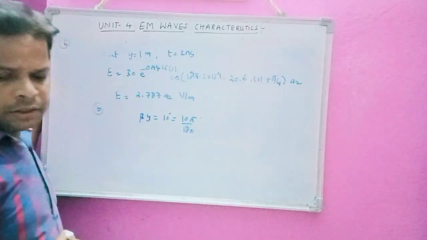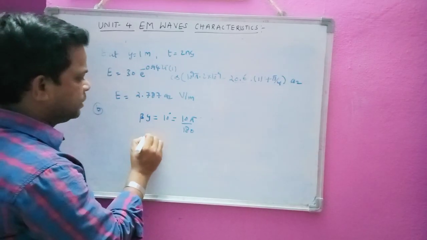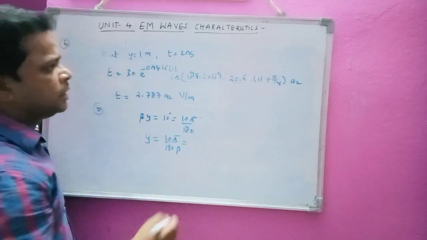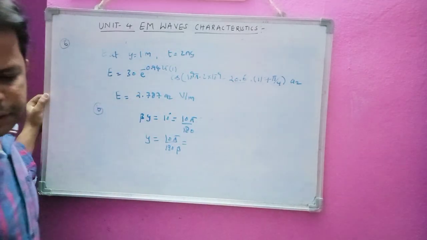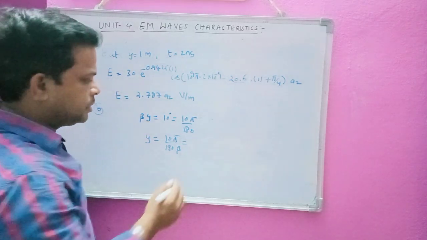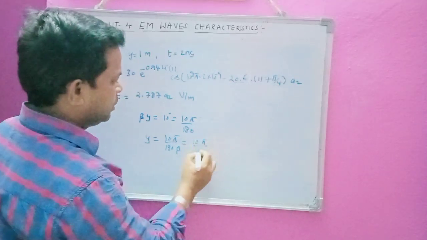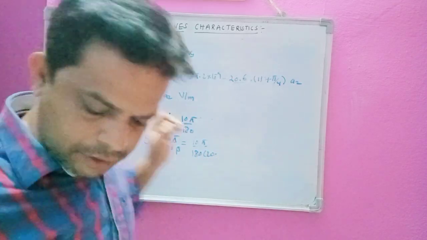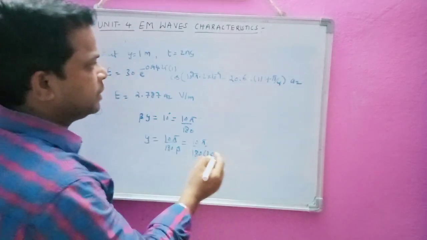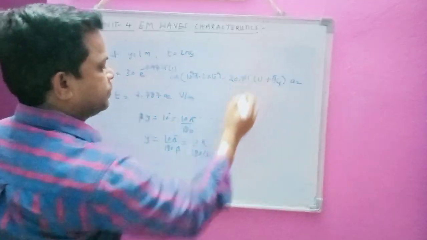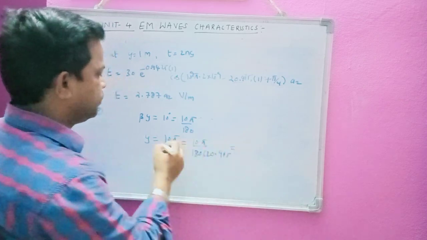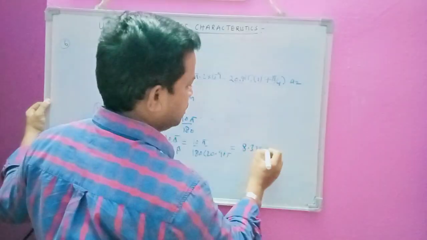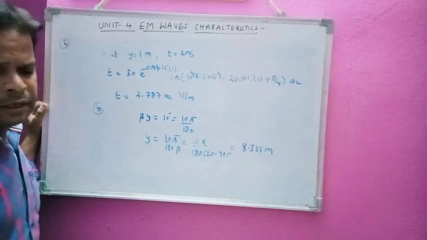Now we need to know the distance here, that is how much distance it is having. That is y is equal to 10 pi by 180 into beta. So we have already got the beta value, 20.965. Let us substitute that one: 10 pi by 180 into beta, which is 20.965. So we will get some distance value here, in meters. That is 8.325 meters. Okay, you can get this easily by using your calculator.